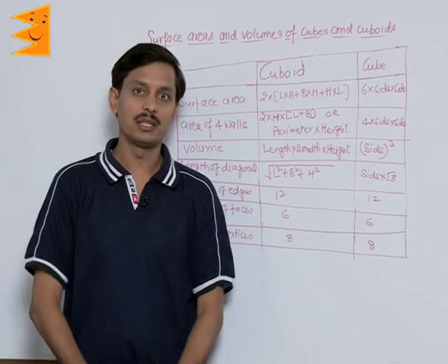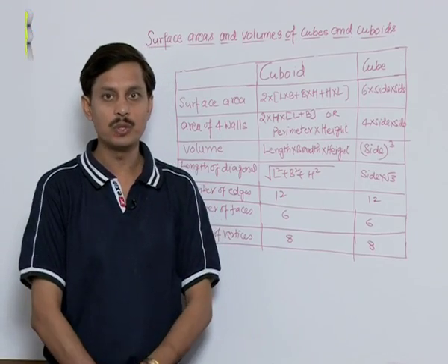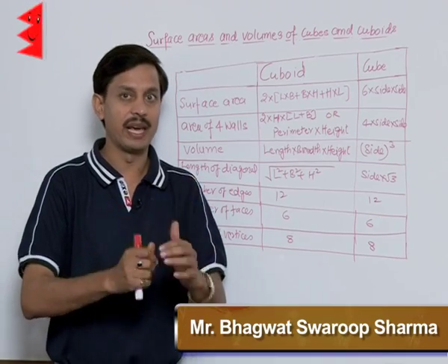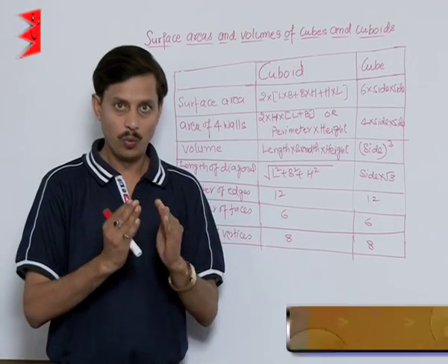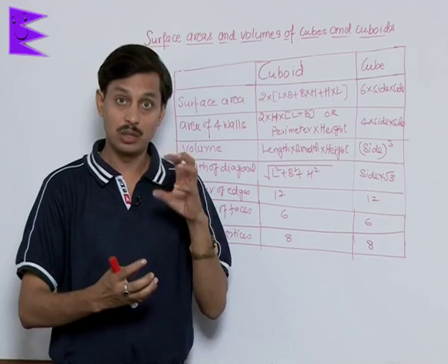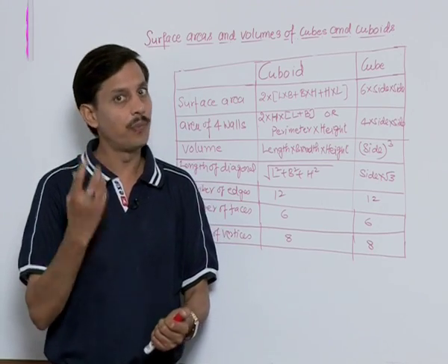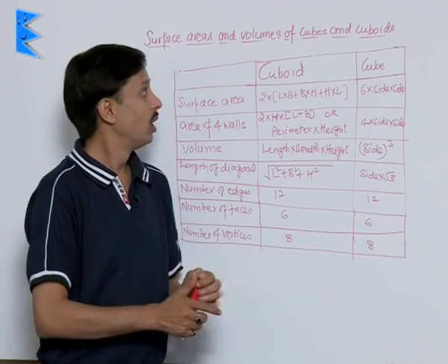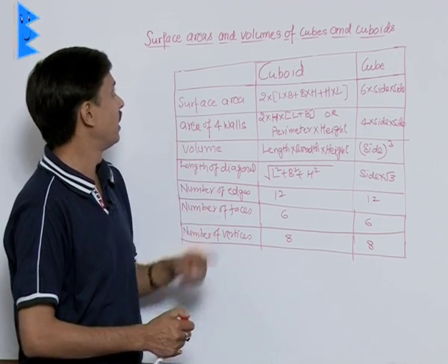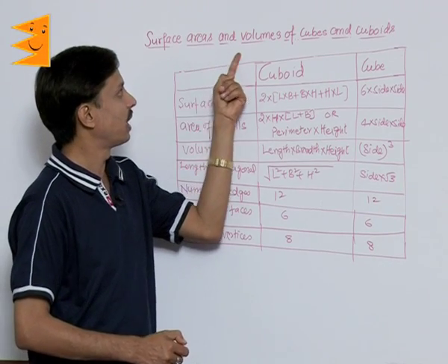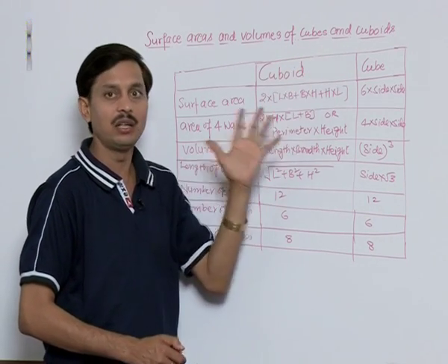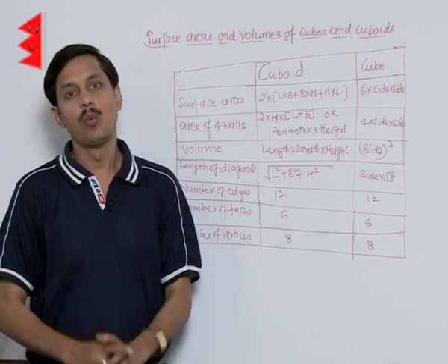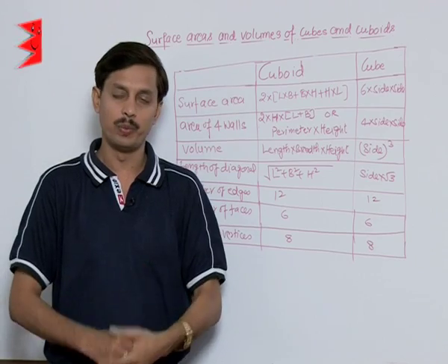We calculate the surface areas and volumes of solid shapes in the unit known as mensuration. The first two objects considered are cubes and cuboids. So, today's chapter is surface areas and volumes of cubes and cuboids. We must understand what a cuboid is and what a cube is.